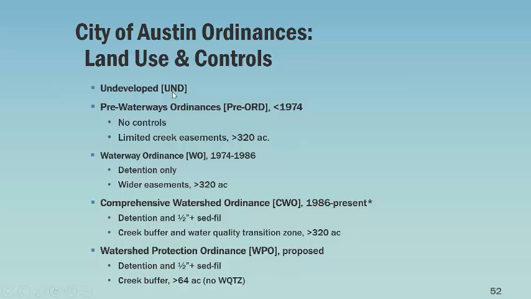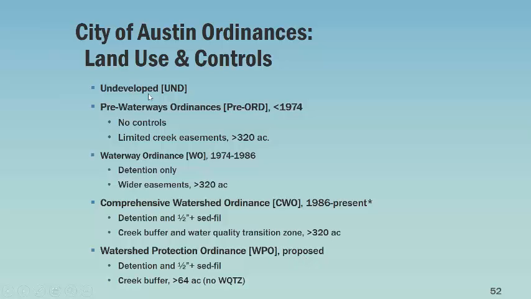One is the undeveloped scenario. Another one is the pre-waterway ordinance scenario that existed before 1974, where there is no control, no rules at all. Then there is the waterway ordinance scenario that was established between 1974 and 1986, where you can do only detention, and then wider easements. And then a comprehensive watershed ordinance was passed around 1986 that exists until today, where they're talking about some retention and detention ponds as well as buffers around the rivers. Then finally, there is a new ordinance that is being proposed for the future, so that is also evaluated.